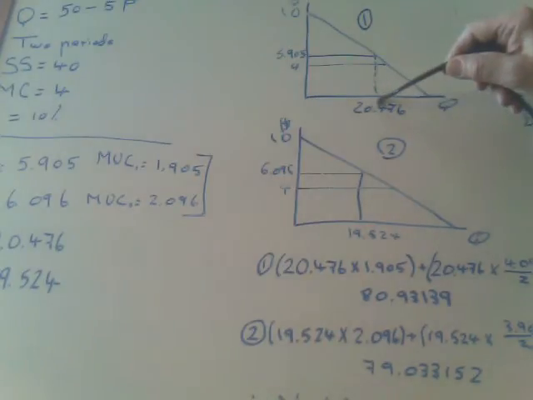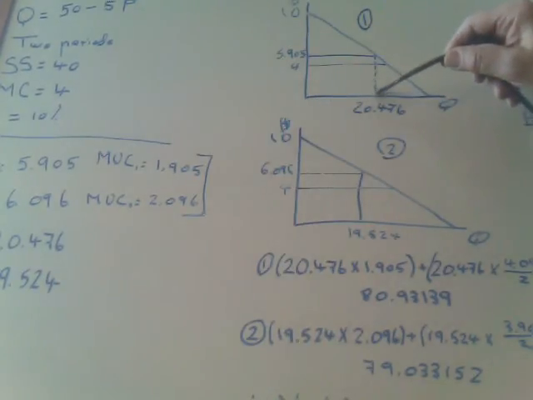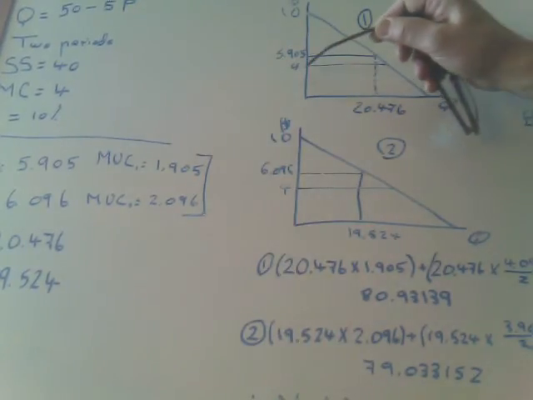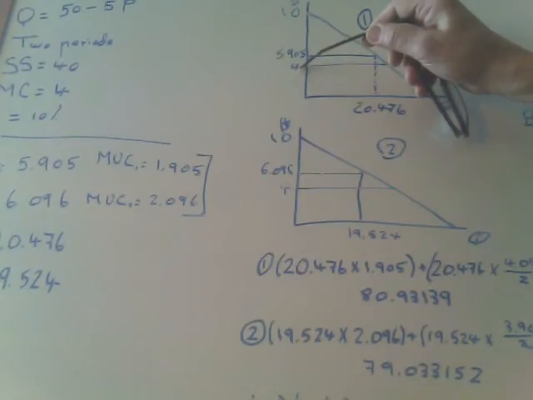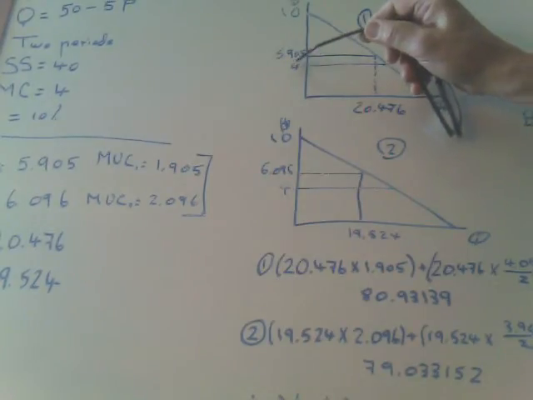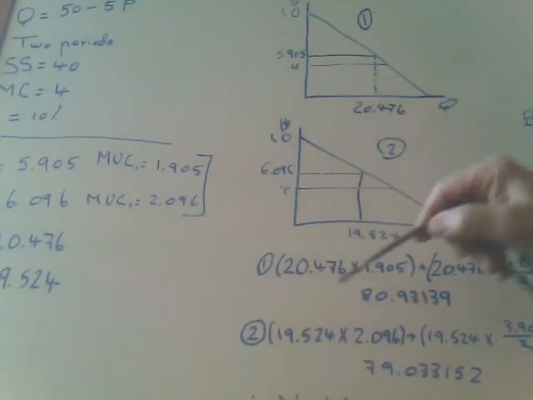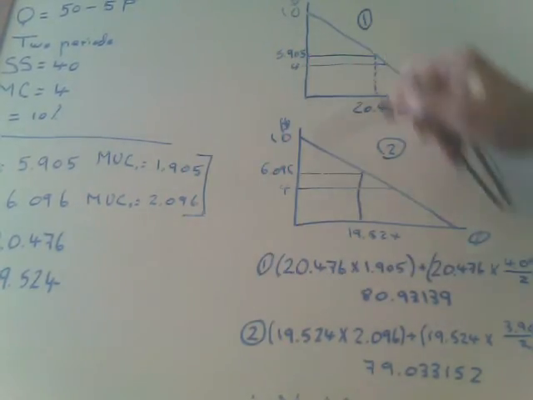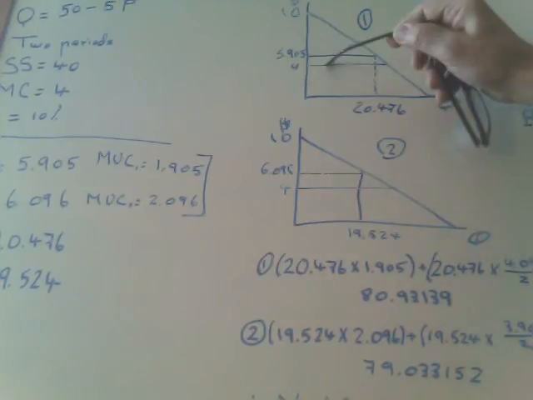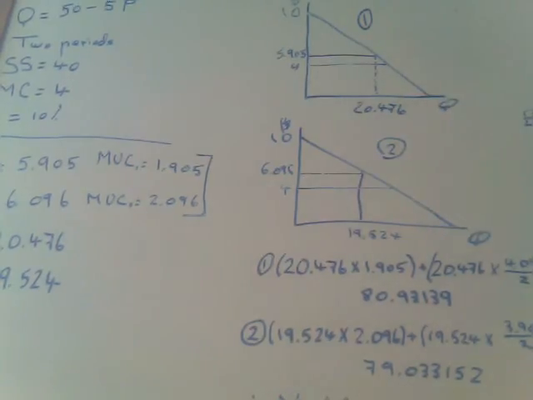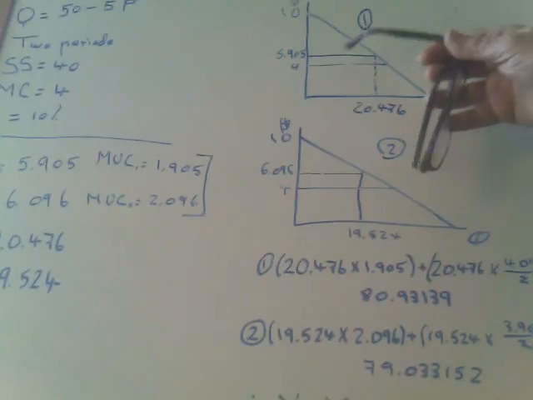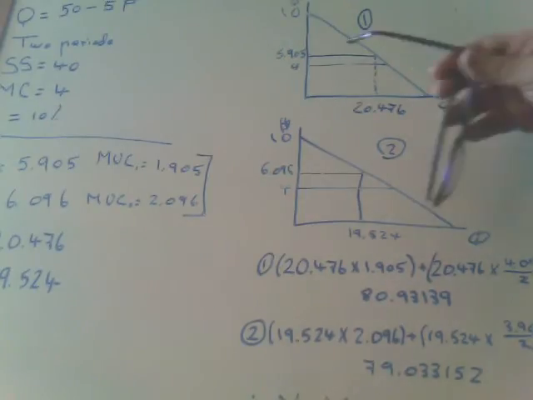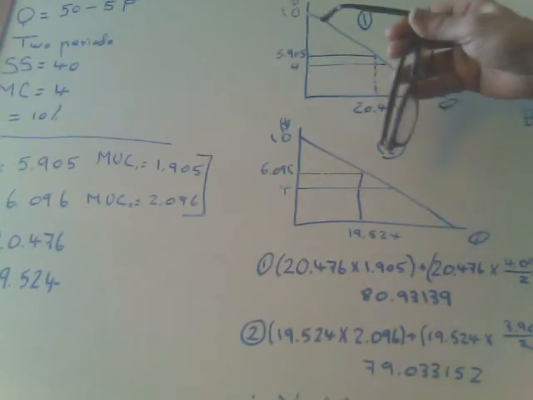It is this, which is 20.476 times this. What is this? It's the difference between these two. So it is 20.476 times 1.905. So that is the area of this rectangular block. Now, obviously, these are not drawn to scale.